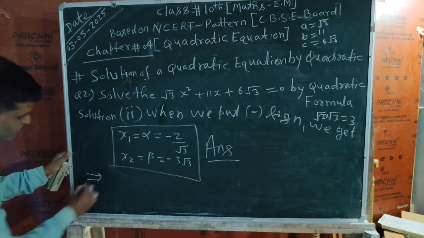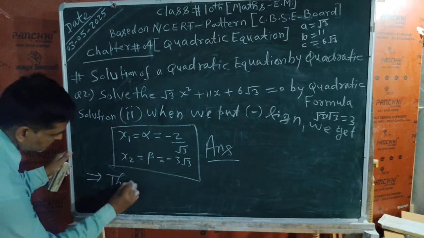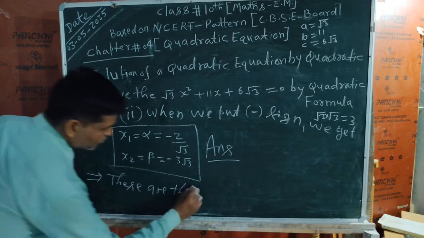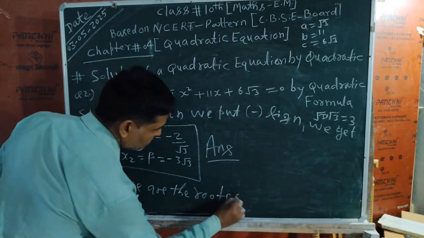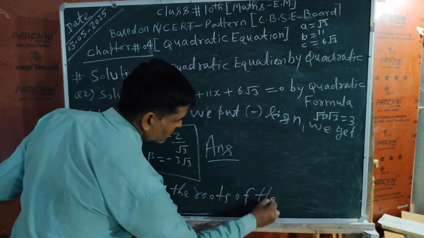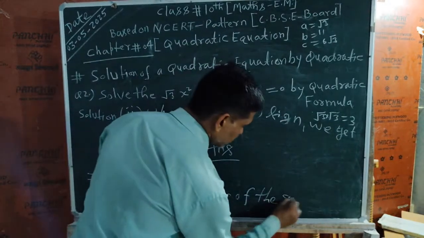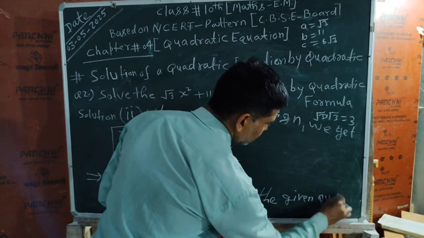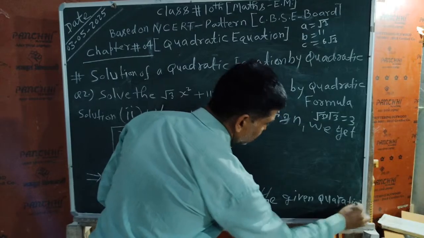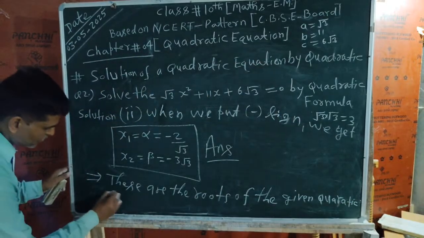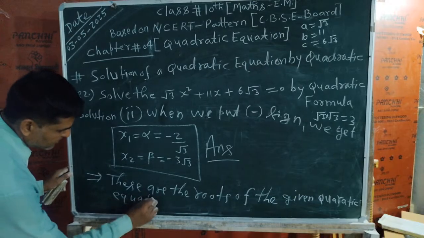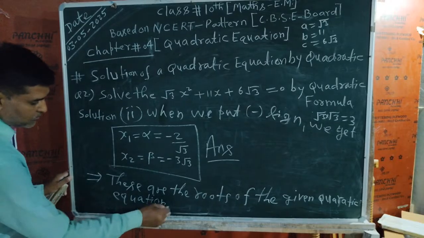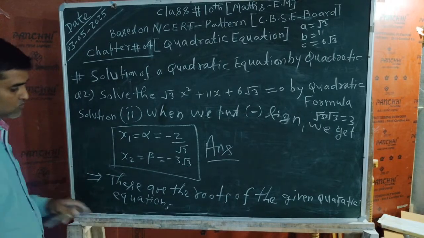Now in general form I will say these are the roots of the given quadratic equation. Here I am going to write equation. These are the roots of the given quadratic equation. So in this way, I have completed the solution of this question.